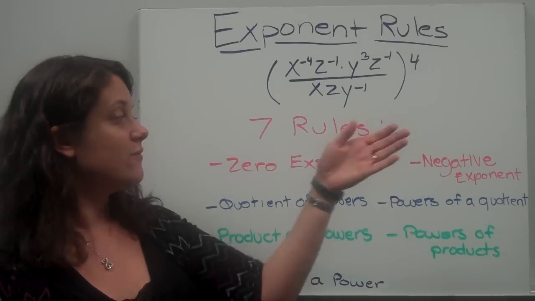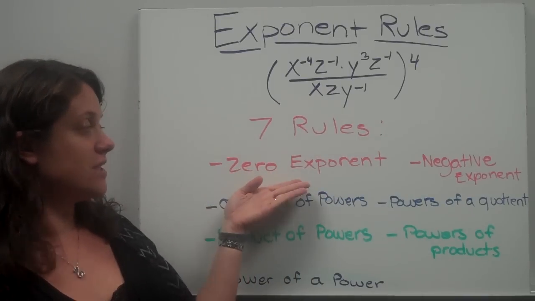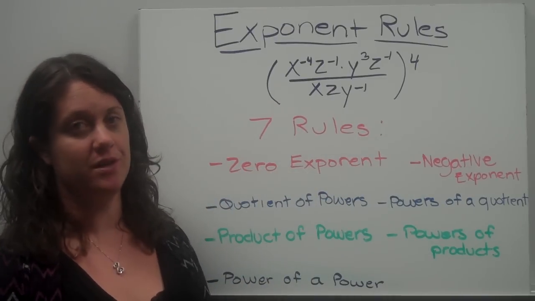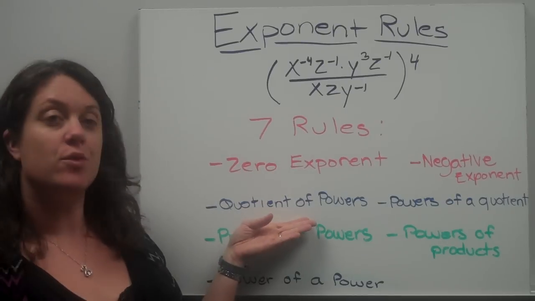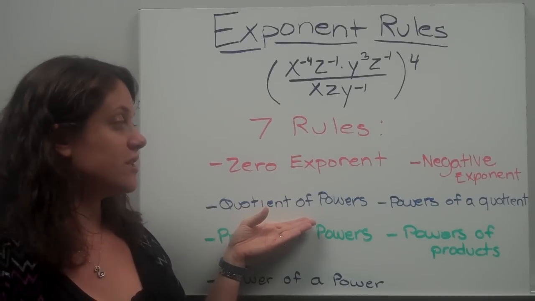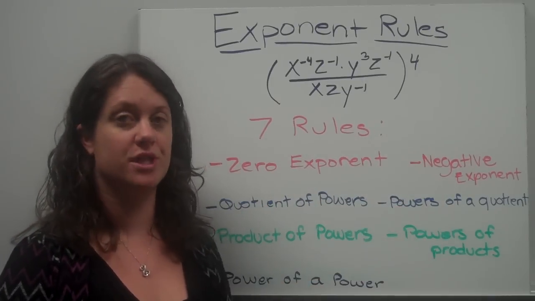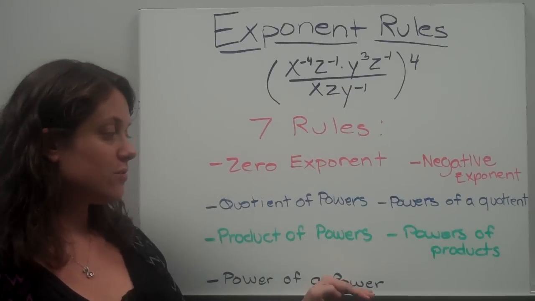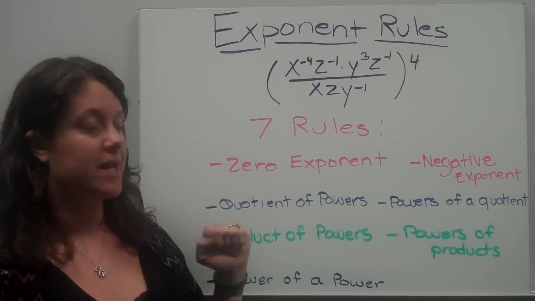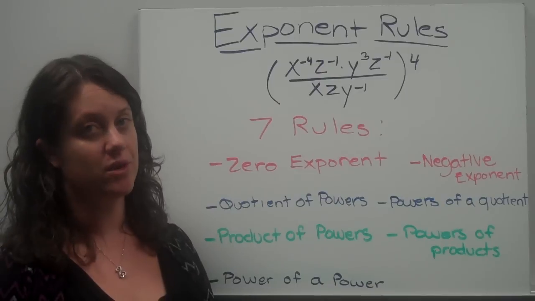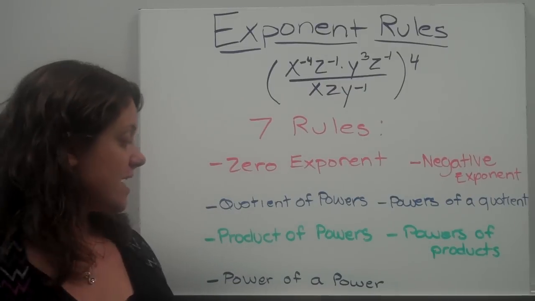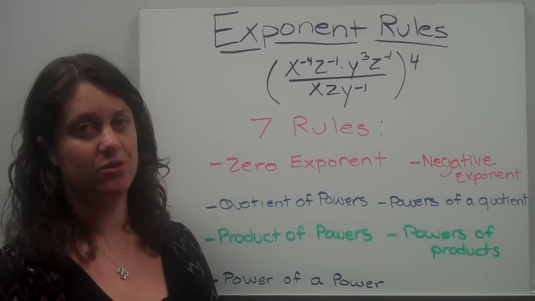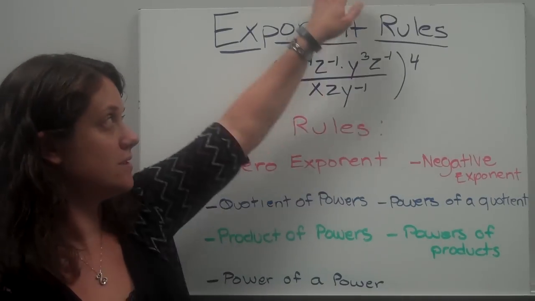Okay, so for example, there are 7 rules. The first one is the zero exponent rule. We have the negative exponent rule. The rules that apply to quotients, the quotient of powers, the powers of a quotient. And then we have these 3 that apply to multiplication. So we have the product of powers, we have the powers of products, and then last we have the power of a power. So we're going to learn about these 7 rules.